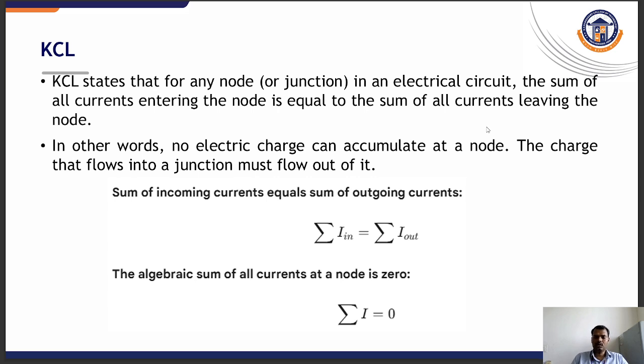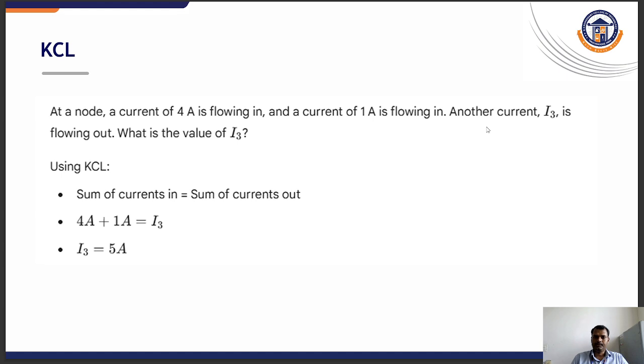The next one is Kirchhoff's current law. Kirchhoff's current law states that at any node or junction in an electrical circuit, the sum of all currents entering the node is equal to the sum of all currents leaving the node. In other words, no electric charge can accumulate at the node; the charge that flows into a junction must flow out of it. That is, summation I in equals summation I out, and the algebraic sum of all currents at the node is 0.